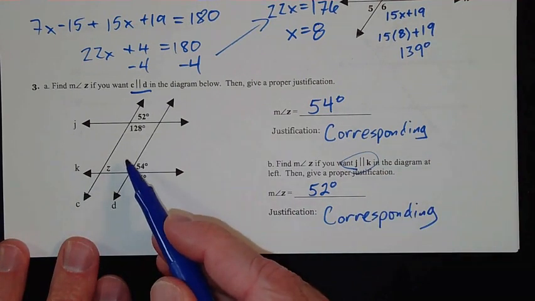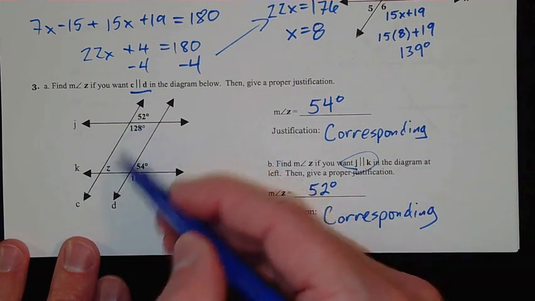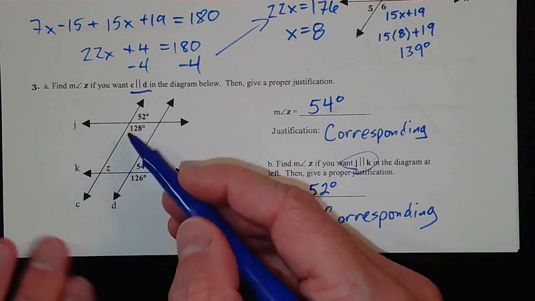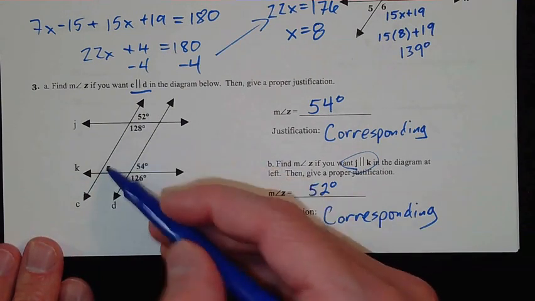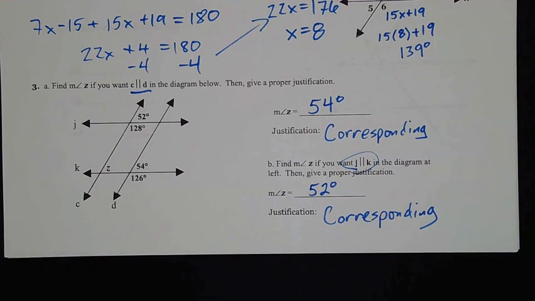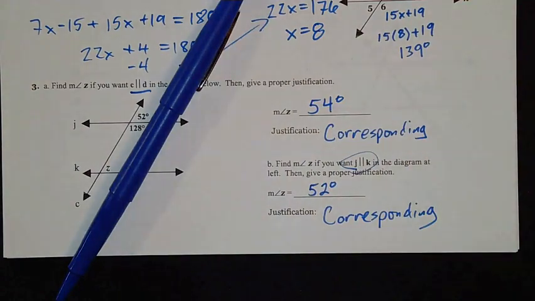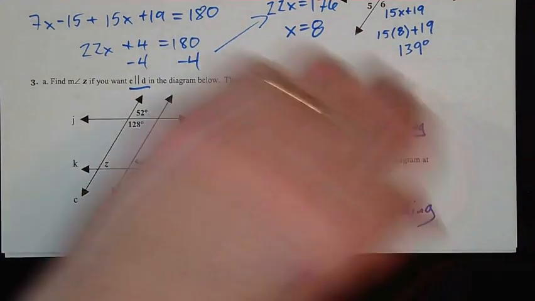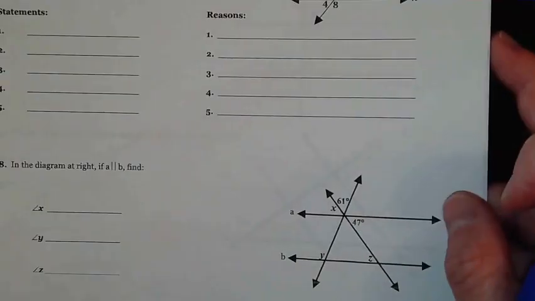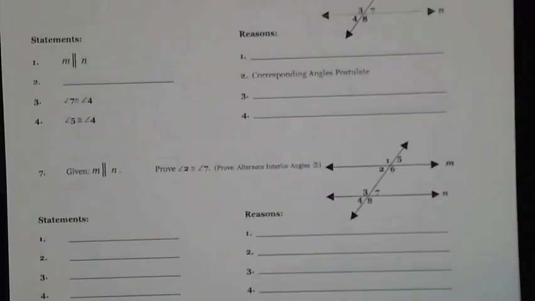And I did that with corresponding. But I suppose I could have looked at same side interior angles and done 180 minus 128. But not a big deal which one you do. Just make sure that you keep straight which you care about. If J is parallel to K, then I don't care about that other line because I still see J and K, I still see angle Z, and I can still figure that out. Okay. Second page. Oh, we've got a couple of proofs here.